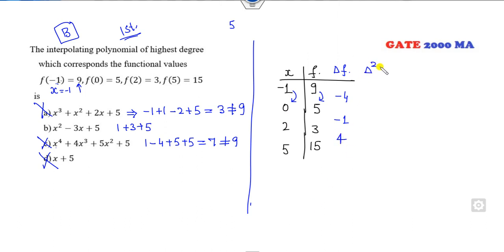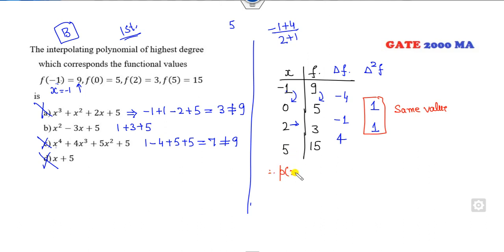Then you can find the second divided difference. Subtract them. Minus 1 plus 4 divided by 2 plus 1. So 3 by 3 is 1. Is 5 and again 5 is 1. Now you can see this is the same value. Once you get the same value, you can stop the process.